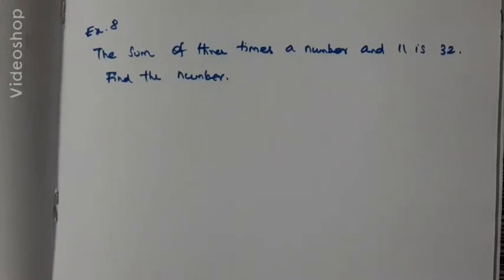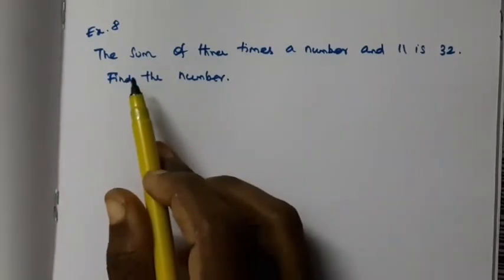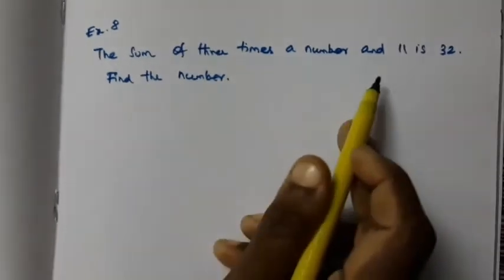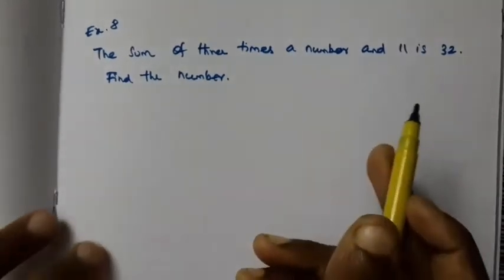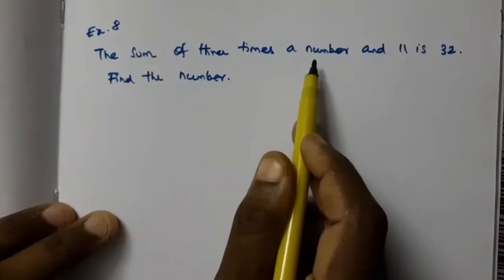Good morning. This class we will solve exercise 4.4. Before that we will solve some examples. Example 8: the sum of 3 times a number and 11 is 32. Find the number. So the sum of 3 times a number.